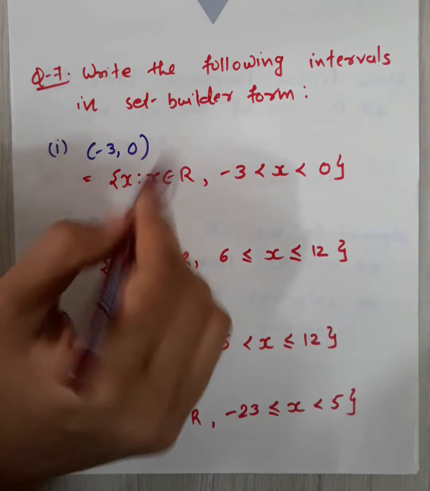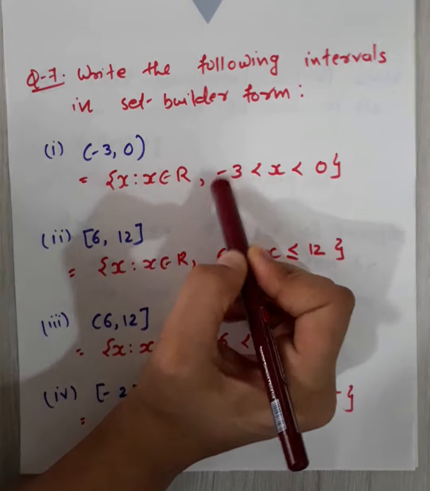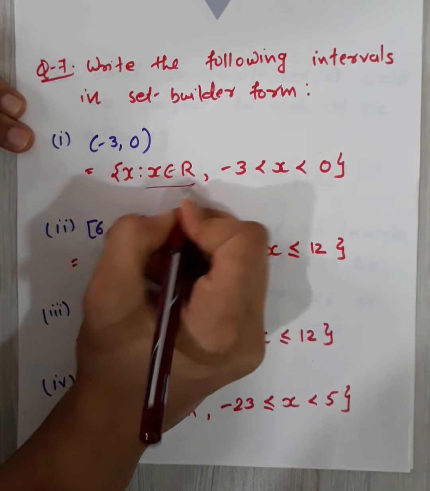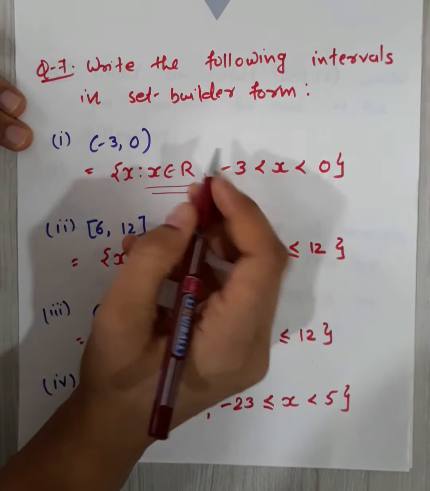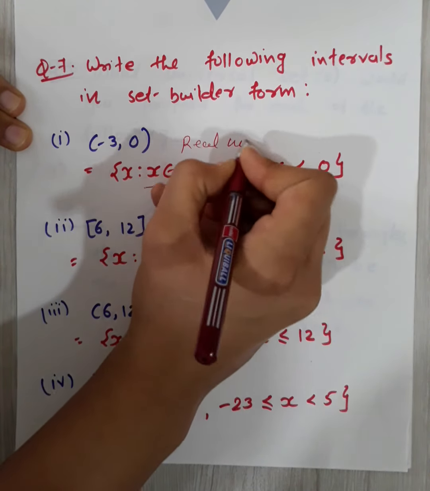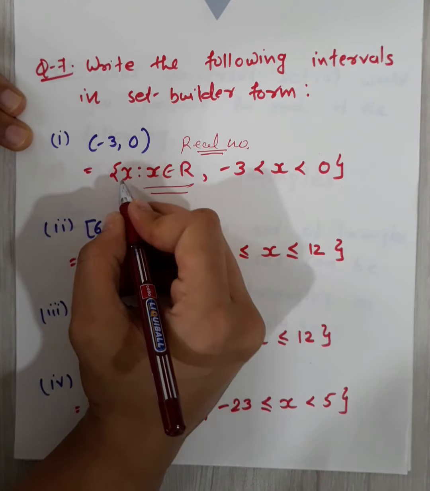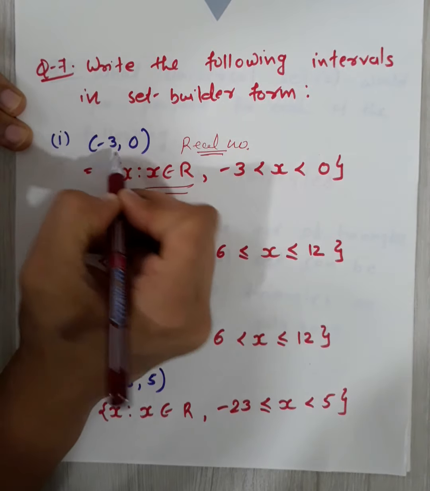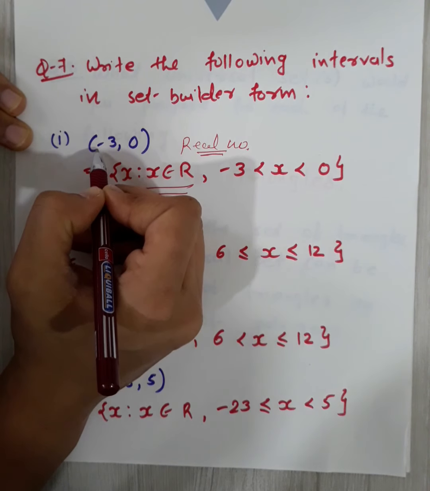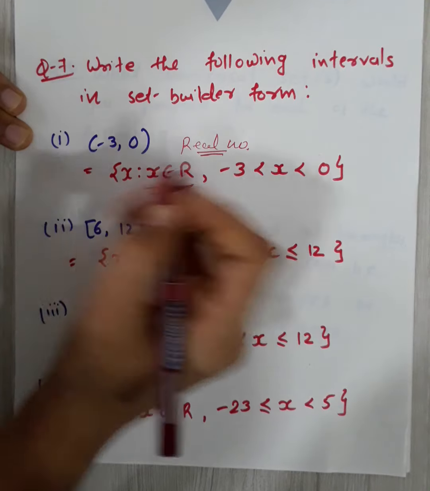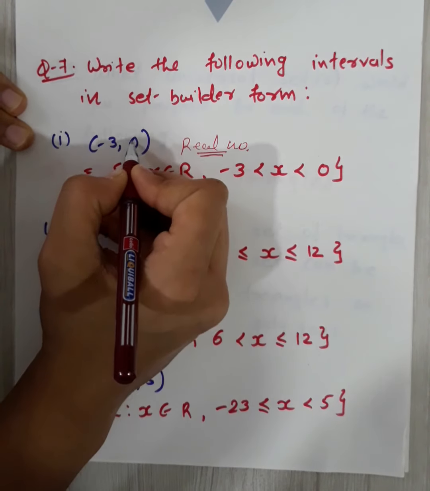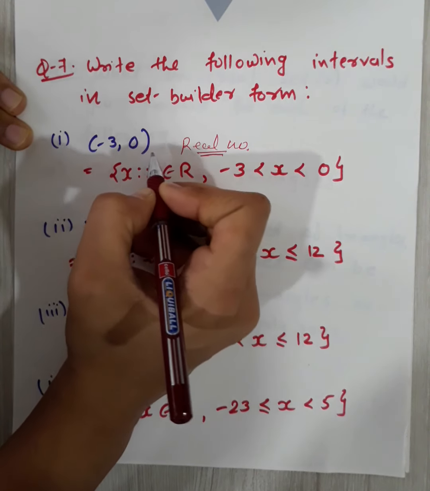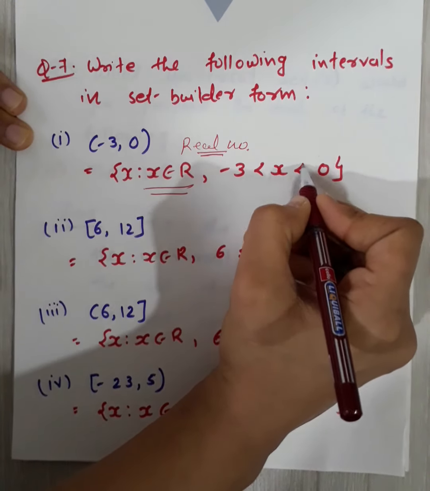If both parentheses are there, which means -3 less than x less than 0, you have to compulsorily write x belongs to R. These all x's are in your real number set. So for all x such that x belongs to R, first write this first value, -3, then see whether a parenthesis or a square bracket is there. We have a parenthesis, so only less than x. Now see 0. Write down 0. Now see whether a parenthesis or a square bracket is there. It is a parenthesis, so write only less than here.